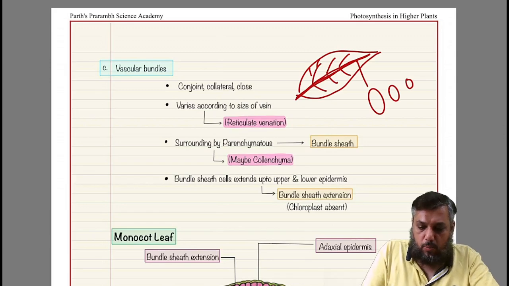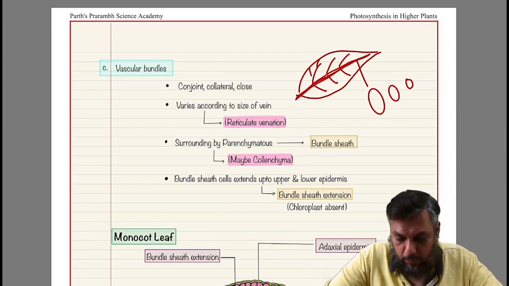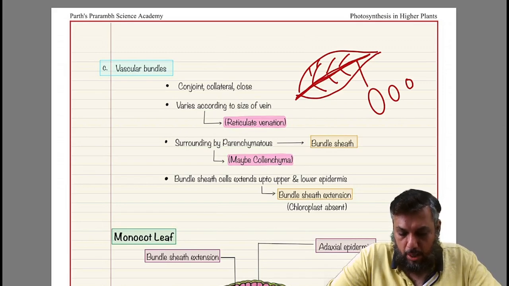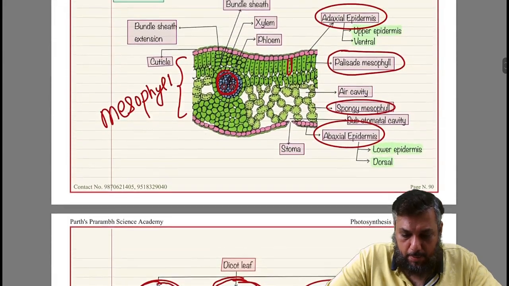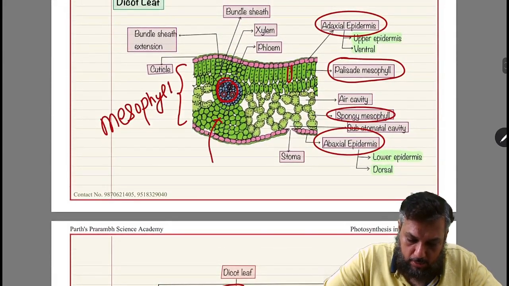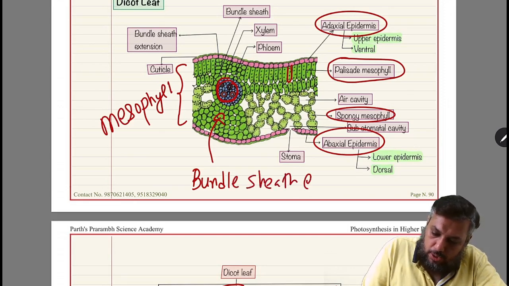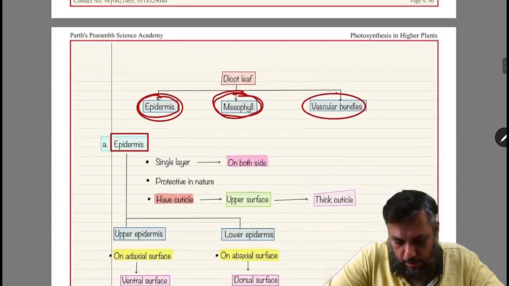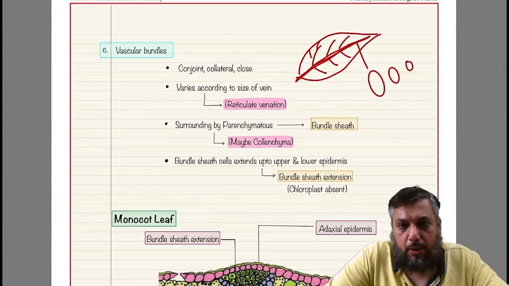And the vascular bundles are surrounded by bundle sheath cells. They can be parenchymatous, sometimes they can even be collenchyma. Sometimes they also contain chloroplast for photosynthesis. Okay, and on both sides of the vascular bundles, you will see these cells, which are called bundle sheath extensions. And in these bundle sheath extensions, chloroplast is absent.